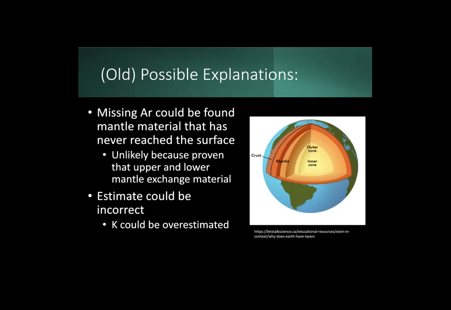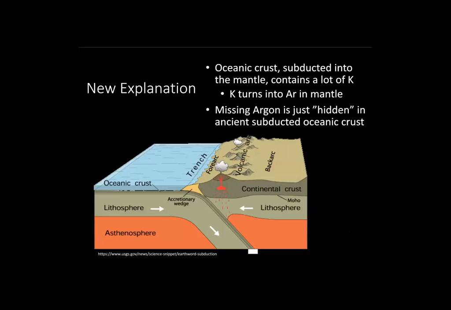Or maybe because potassium is what argon comes from, and we're not seeing enough argon, it means that we've actually overestimated the amount of potassium there is. So this article goes on to say then that the missing argon could be found in ancient subducted oceanic crust.